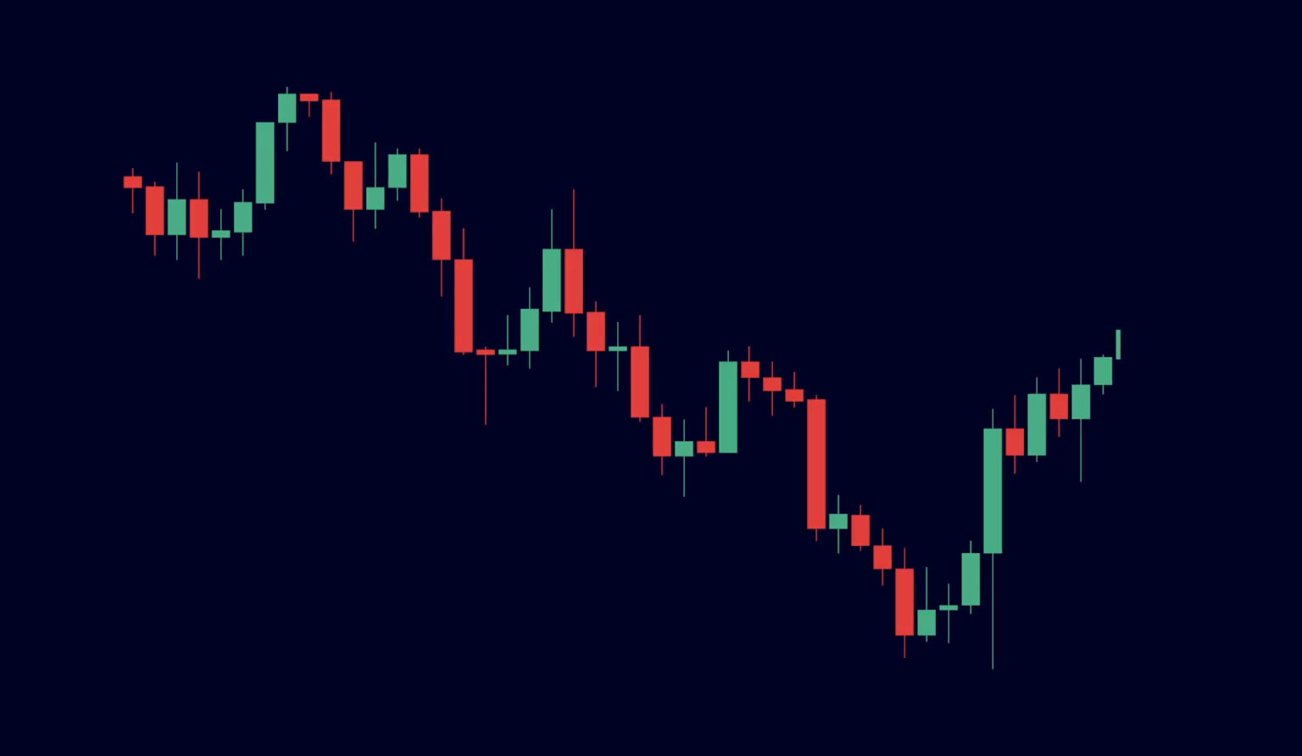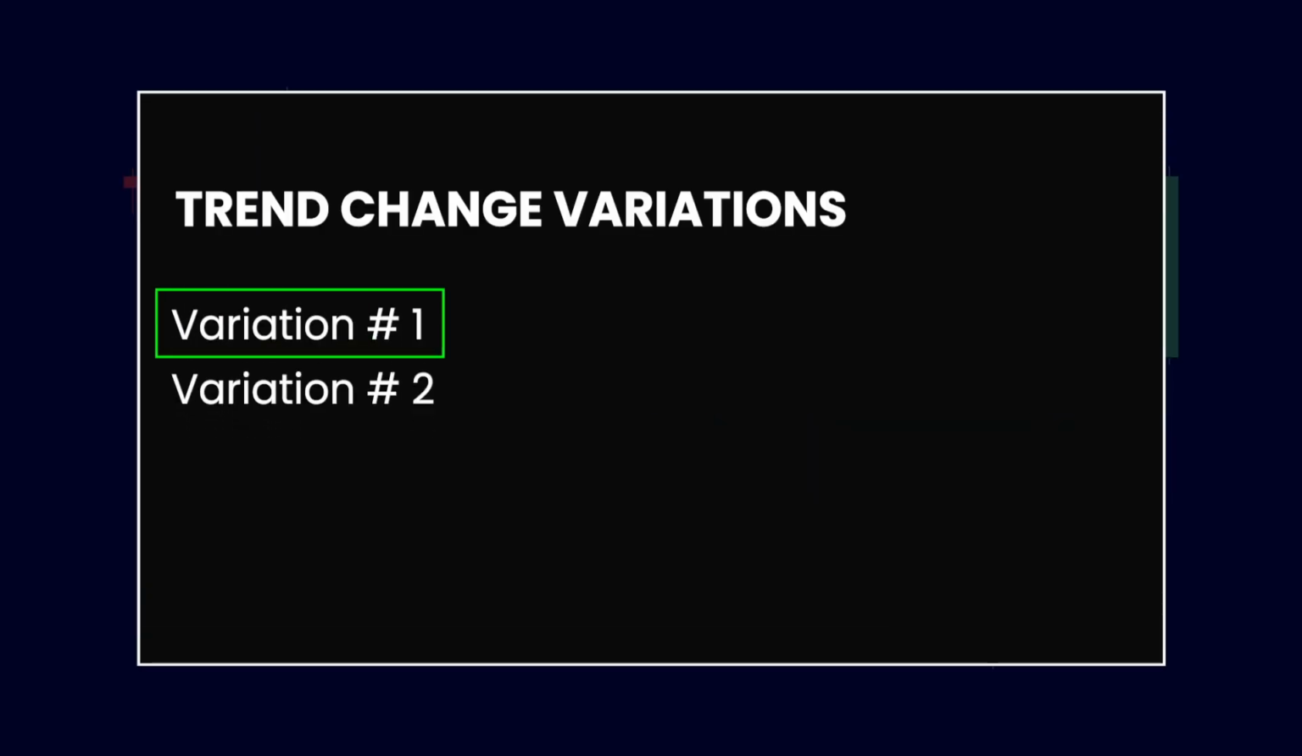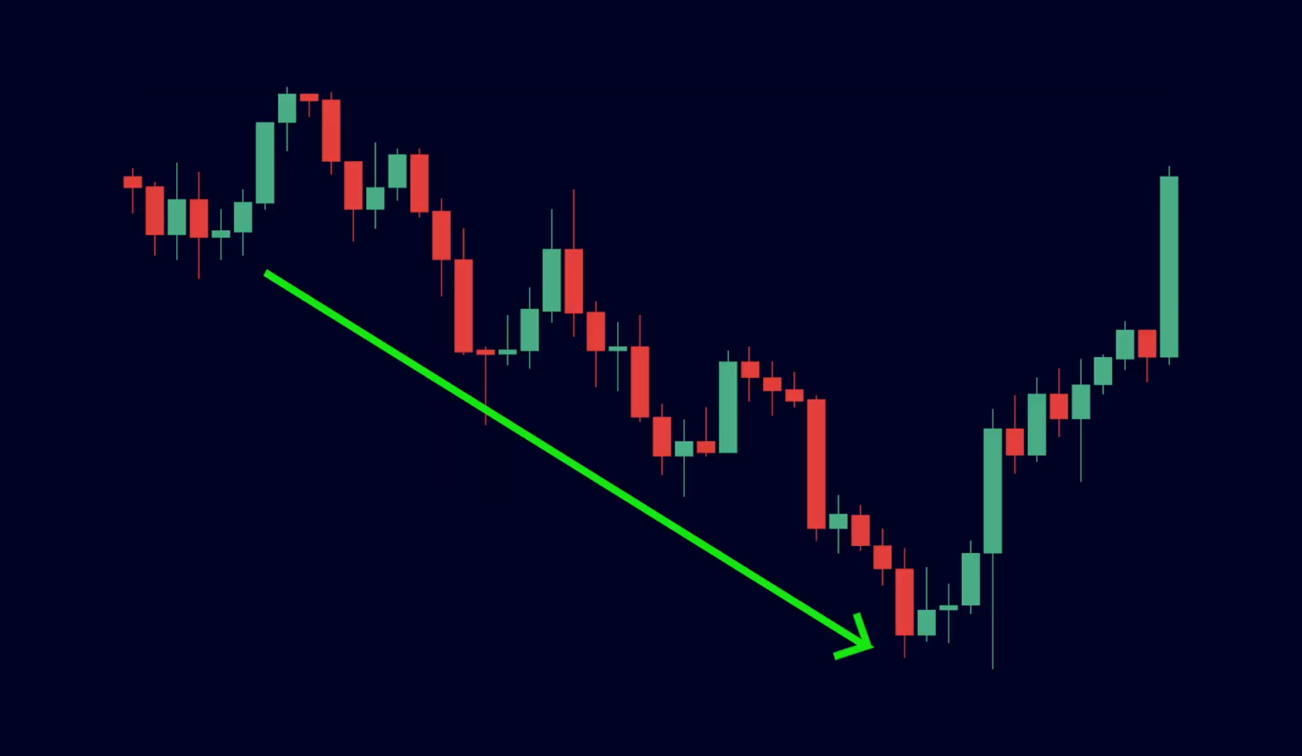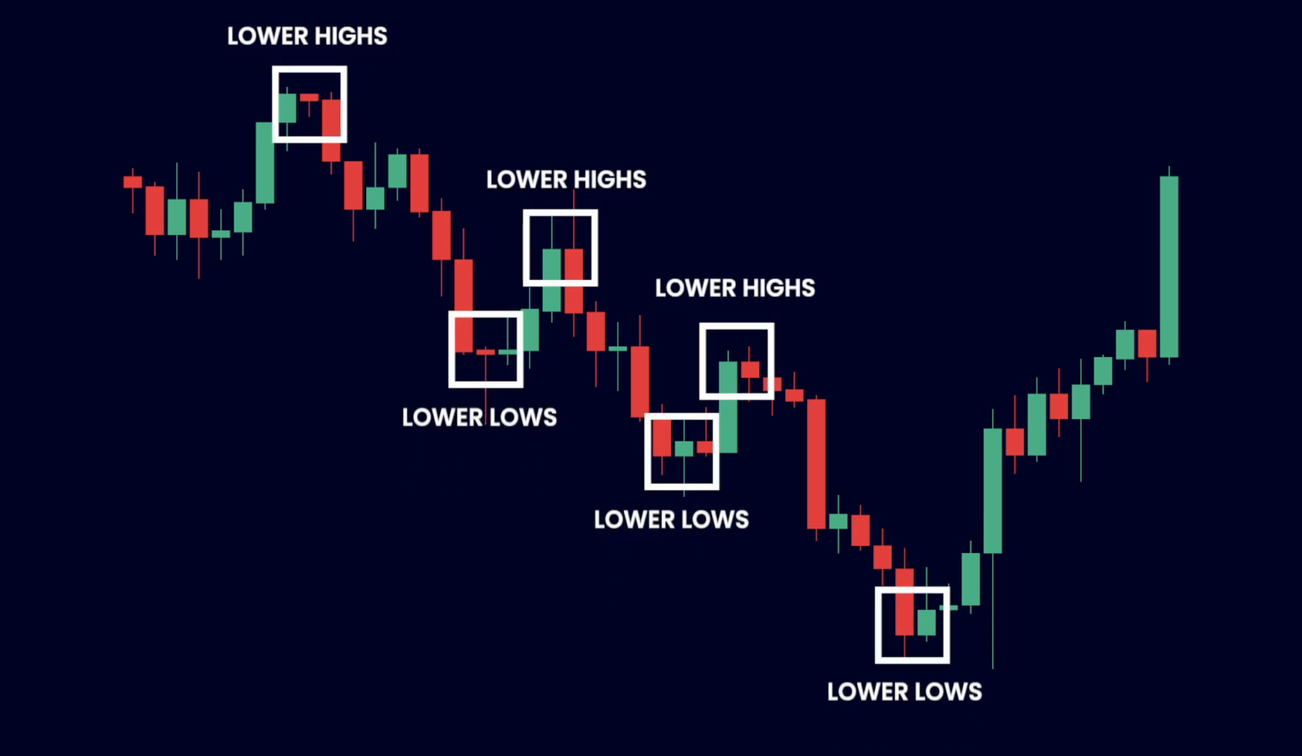Now let's flip it and look at a bearish market. First variation, you've got the price dropping. Lower highs, lower lows, textbook downtrend. Then out of nowhere, the price makes a higher high. That's a signal that the downtrend might be running out of steam.